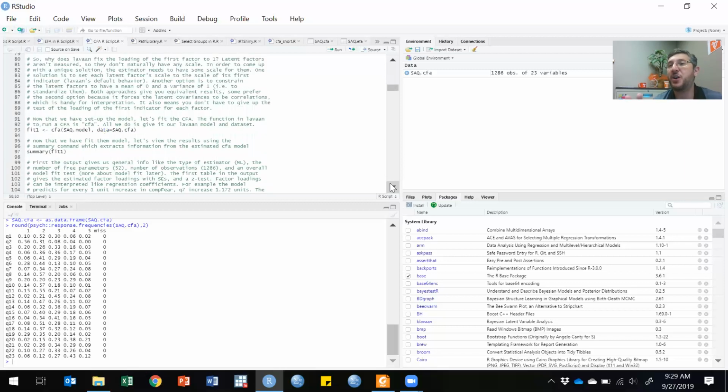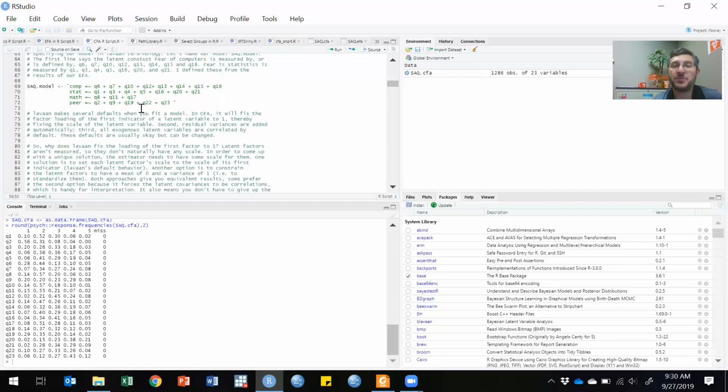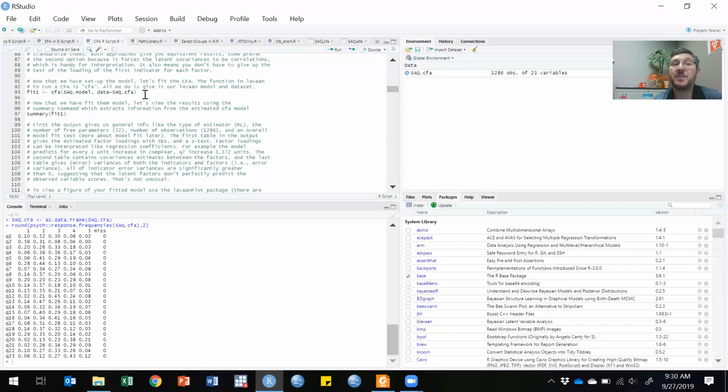So we're going to go with this default behavior, and I'll show you how you can change it in a minute. Once we've set up our model, all we have to do is run the CFA function to fit our model. I'm going to call this just our first model fit. The command is CFA. You give it your model, and then what data you want to fit it to, the SQ CFA.